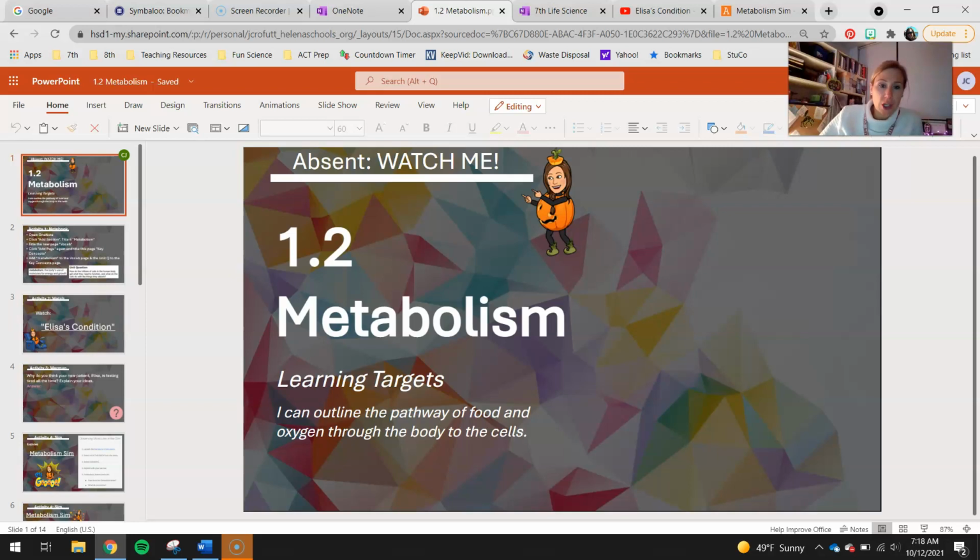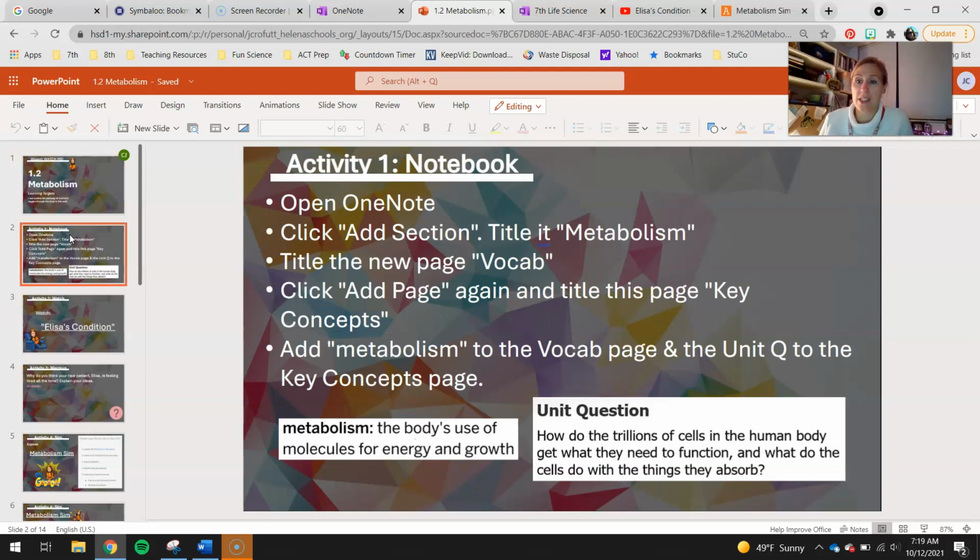Okay, you guys should have already completed the 1.1 pre-assessment. If you haven't done that, make sure you get that done by Friday. But moving on, we have a new notebook section that we need to start up. On slide 2, you will see the instructions for that. You will need to open your OneNote. You'll click Add Section and title that new section Metabolism.